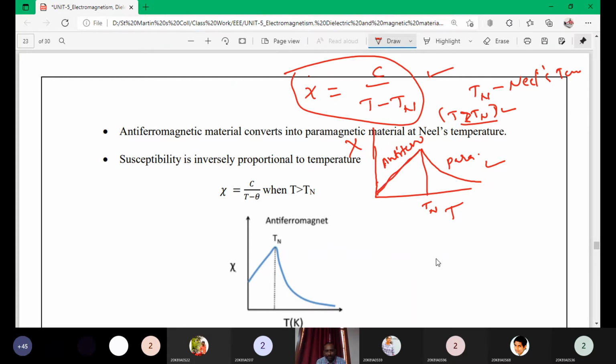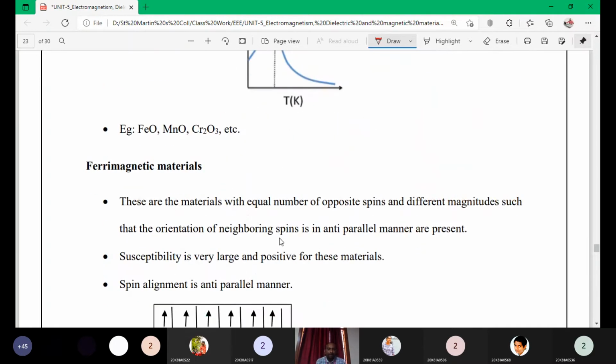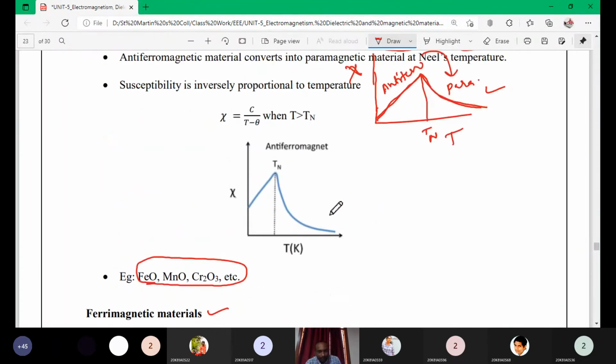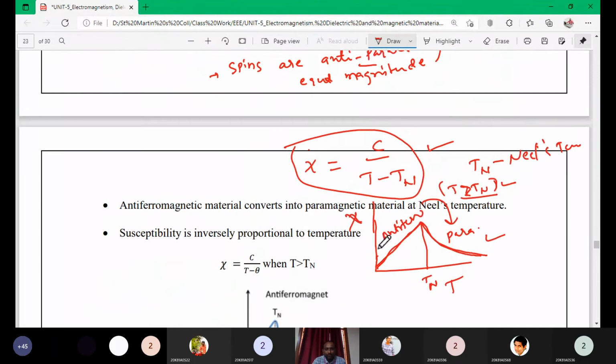will increase, or the susceptibility increases. Susceptibility is increasing up to a particular temperature. Beyond this particular temperature, the susceptibility is decreasing. This particular temperature we call the Néel temperature, and beyond this Néel temperature, the antiferromagnet becomes a paramagnetic material. Okay, this is antiferromagnetic materials, and some examples are ferrous oxide, magnetic oxide, chromium oxide. Okay, next one, ferrimagnetic material. Is this clear? Antiferromagnetic materials.